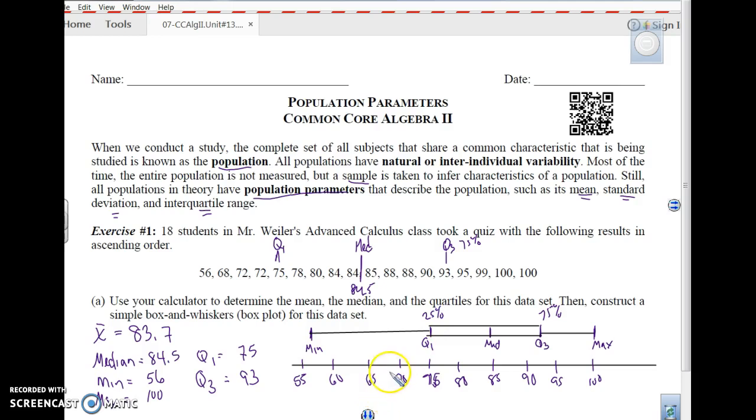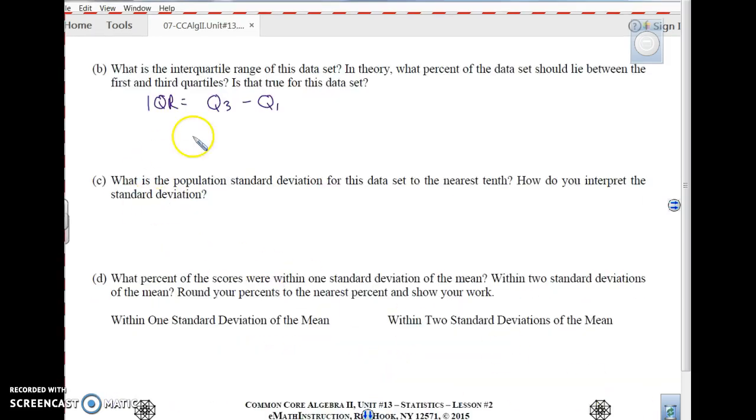So if I do the interquartile range, Q3 minus Q1, it's 93 minus 75, which is 18. So that means, since Q3 and Q1 are the percentages, 75 minus 25% is 50%. So 50% of the data, theoretically, falls between these points.